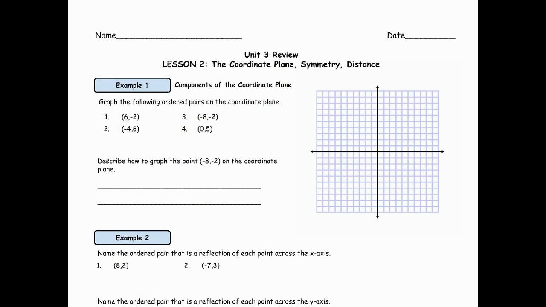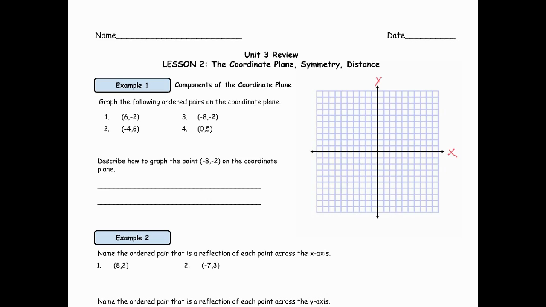Continuing with Unit 3 review, Lesson 2 is on the coordinate plane, symmetry, and distance. So here in example 1, we're going to look at how to graph or plot points in the coordinate plane. But before we do that, let's take a look at some of the components of the coordinate plane. And of course, if we look at it, we can see that there's two axes. The horizontal axis is our x-axis, and the vertical axis is the y-axis. Where they intersect is called the origin at 0, 0.